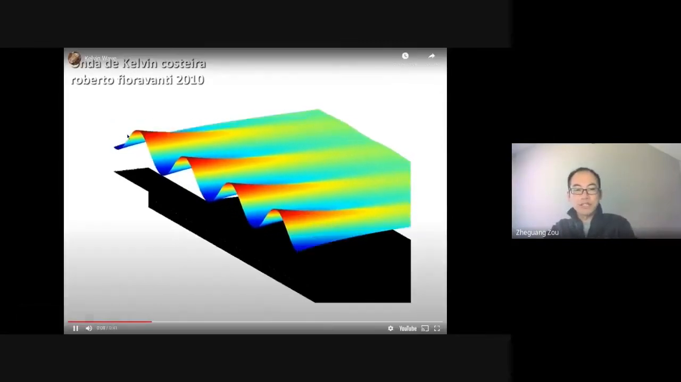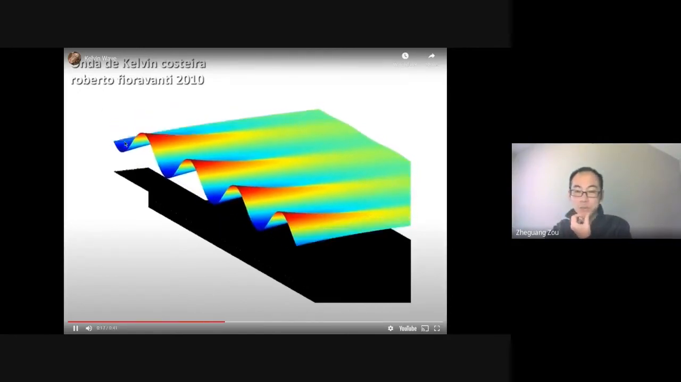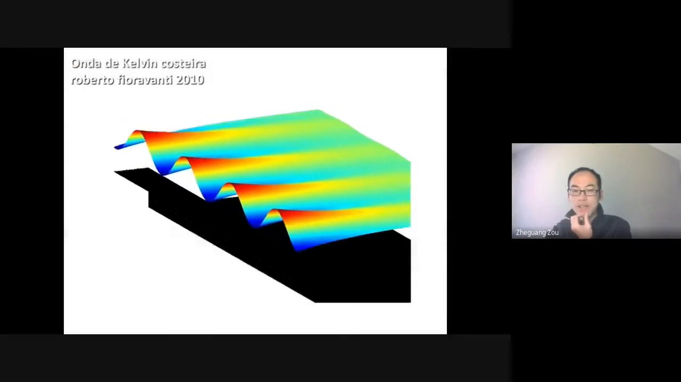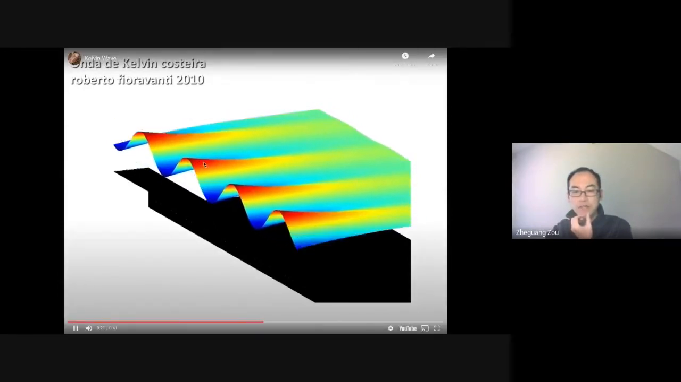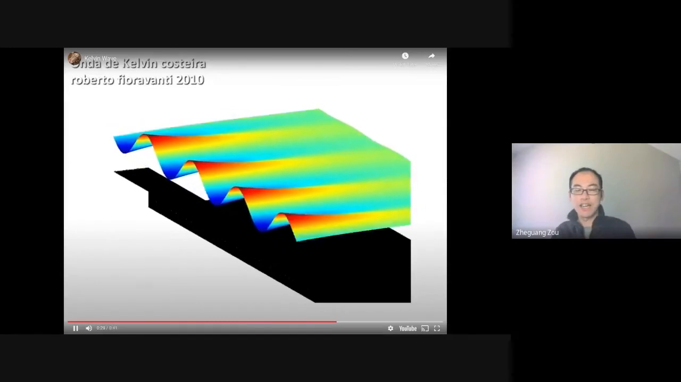Right now the boundary is here. Think about there is a boundary here. So the water has to pile up at this side, but it has nowhere to go. So the water has to pile up. So the amplitude here is going to be bigger than the amplitude here. So this is the idea of a Kelvin wave.